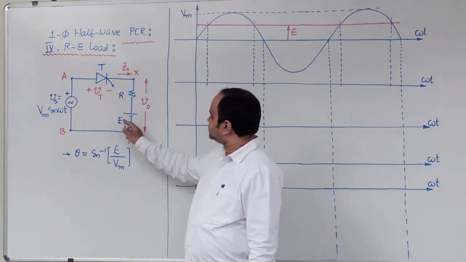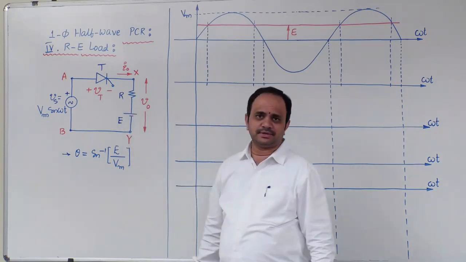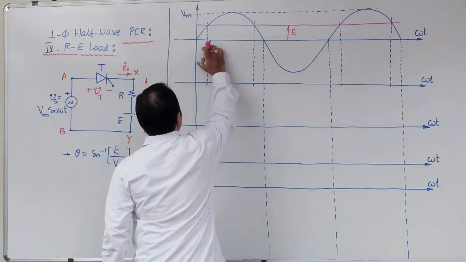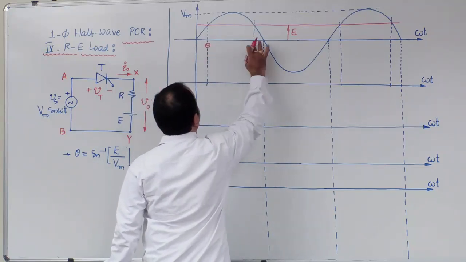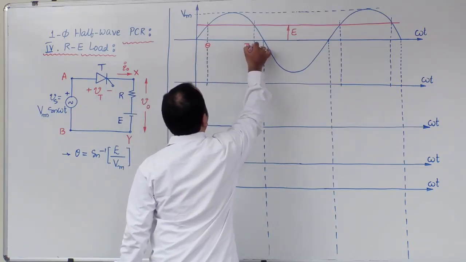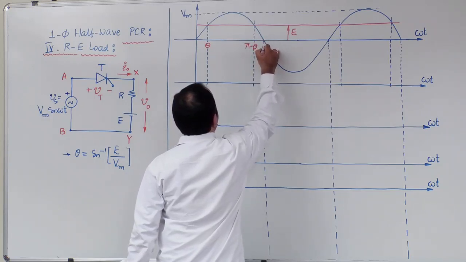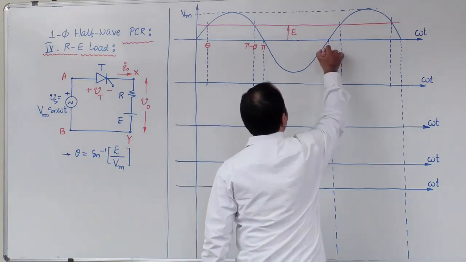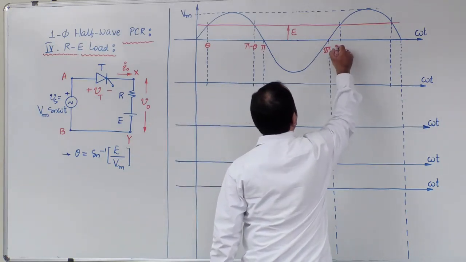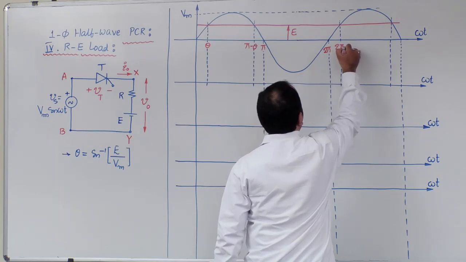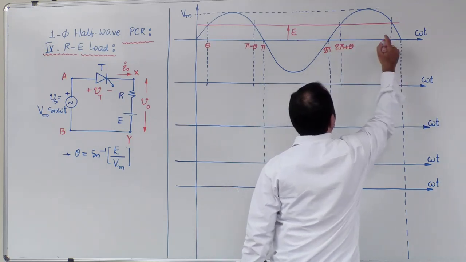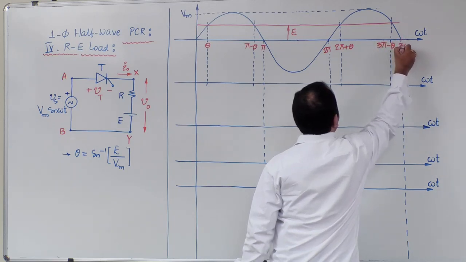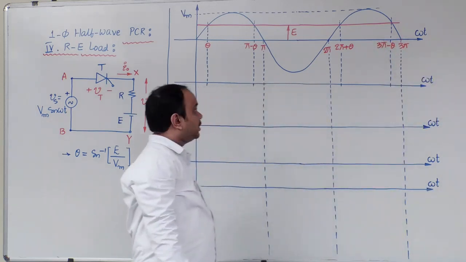But as this load has an EMF term, now just look into this voltage waveform here. This is theta, and this instant is pi minus theta, this instant is pi, isn't it? Next cycle, this angle is 2 pi, and here this is 2 pi plus theta, and this is 3 pi minus theta, and here it is 3 pi, right?